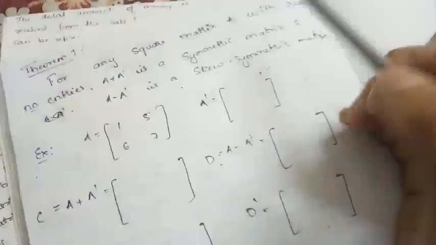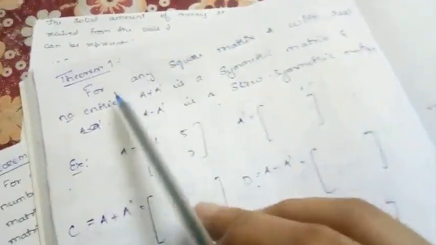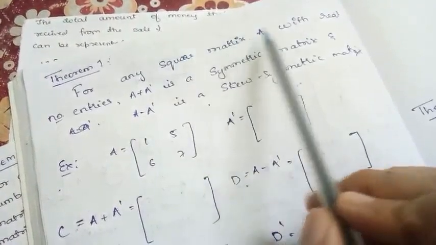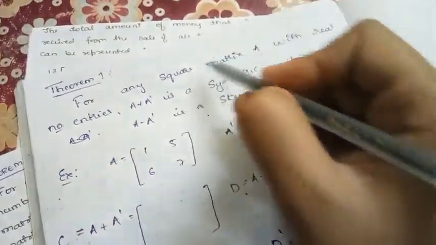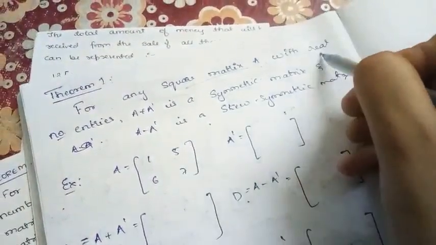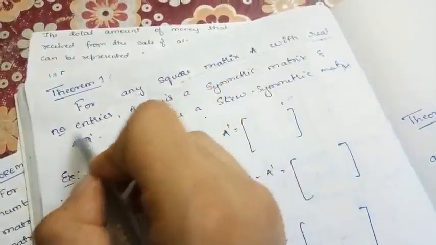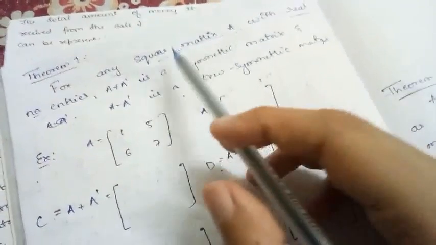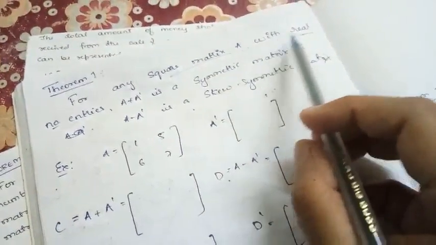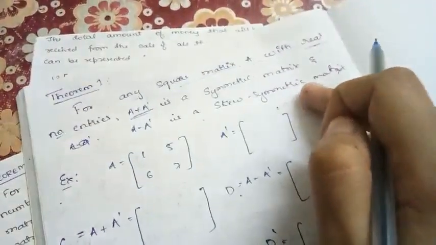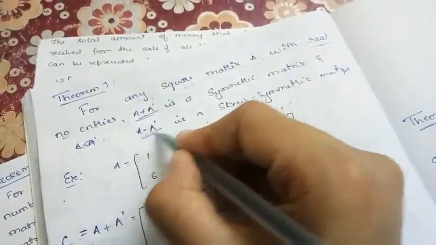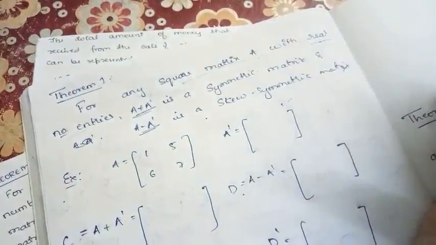Upon all these things, now they have imposed here two theorems. So first theorem, what it is saying is, for any square matrix A with the real number entries, so the matrix A is a square matrix and the entries are real numbers. Make sure there is no complex numbers. So for any square matrix A with real number entries, A plus A prime is a symmetric matrix and A minus A prime is a skew symmetric matrix.